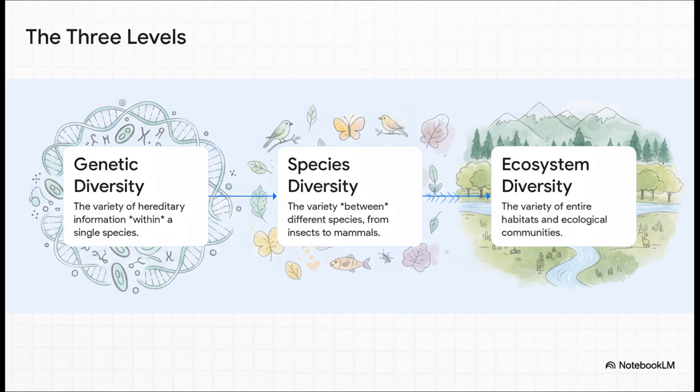Think of it like a camera lens. We're going to start with a super tight focus, looking at the variety hidden inside just one species. That's genetic diversity. Then we'll zoom out a bit to see the variety of all the different species living together. And finally, we'll zoom all the way out for the wide shot to the variety of entire landscapes and oceans.